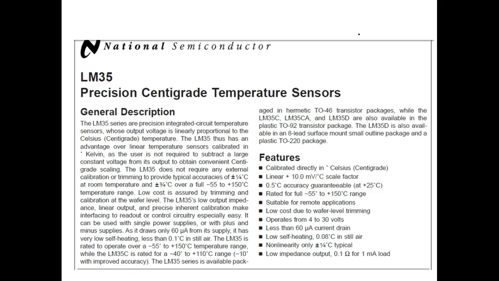Operates from, this is pretty big, a real wide range of voltages, so you can actually operate this off battery. Less than 60 microamps to do what it needs to do. Low self-heating, non-linearity only 1/4 degree centigrade, low impedance. So this guy right here, and we have some of these, but it's electronic, which means it's got to be powered up. At least these guys have got to be 3-wire, right?